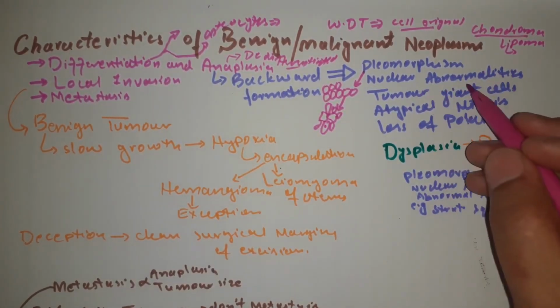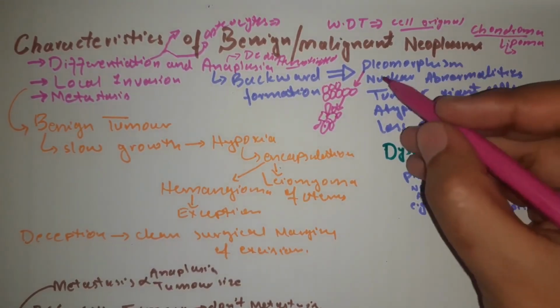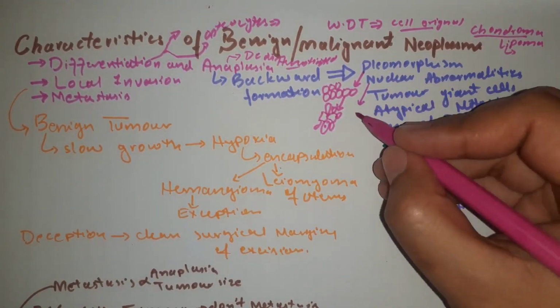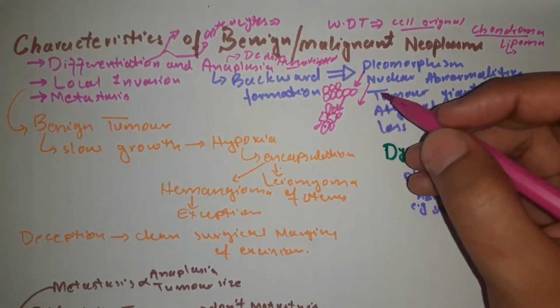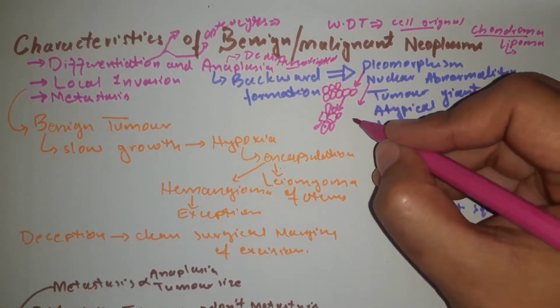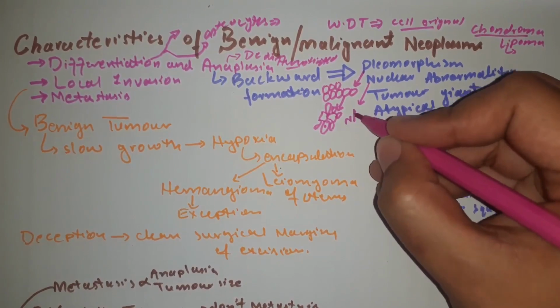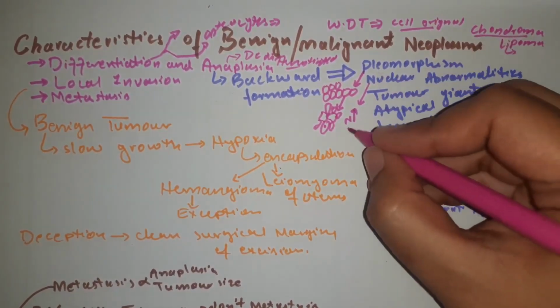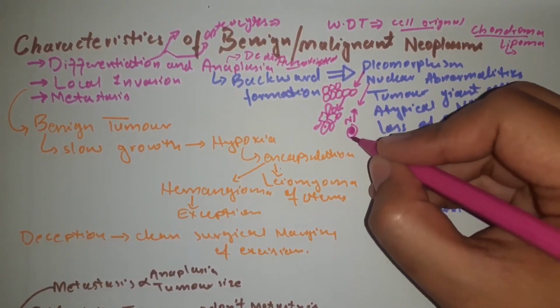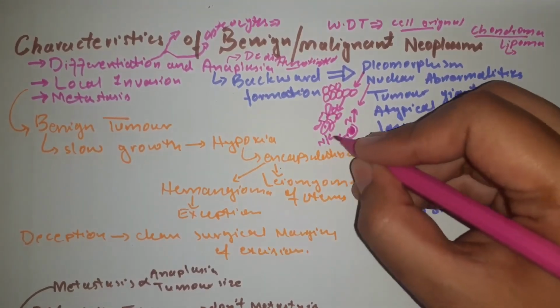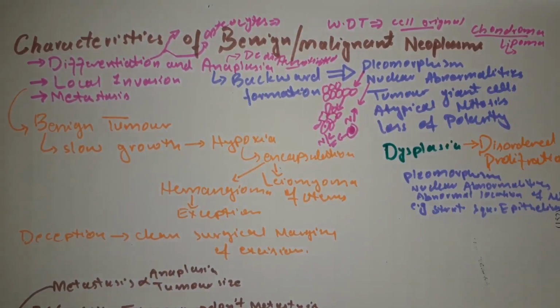Then the cells will have nuclear abnormalities. What does it mean? It means that their nuclei will show increased size. Okay, the size of the nucleus will increase and the nucleus will almost fill the cytoplasm. So this property is called increased nucleus to cytoplasm ratio. It means that the nucleus will increase in size and it will fill most of the portion of the cytoplasm.